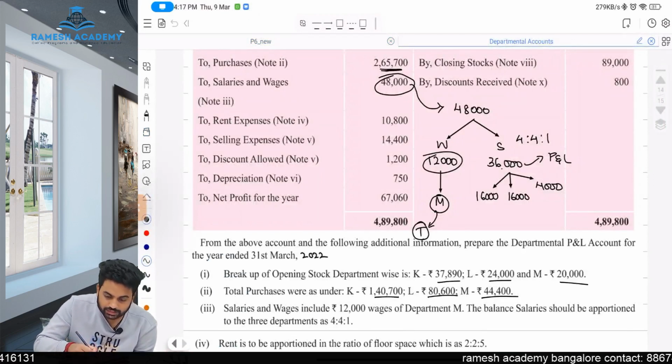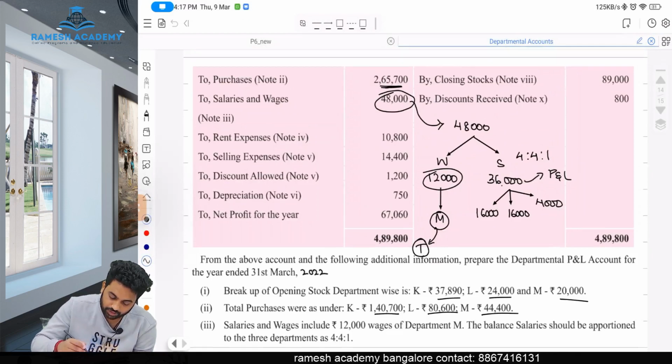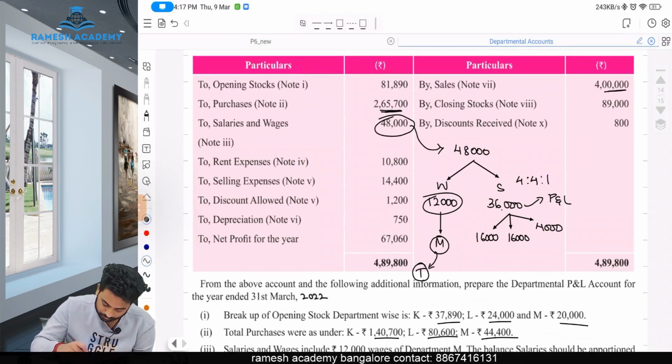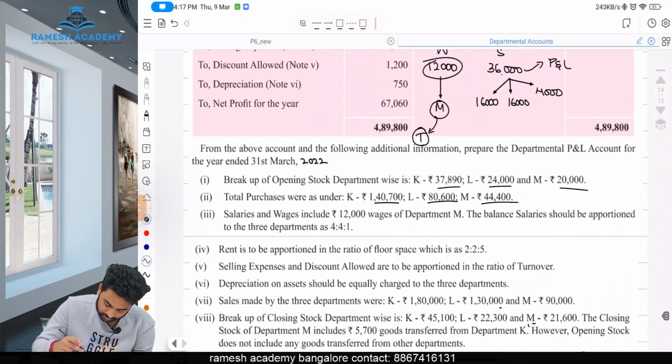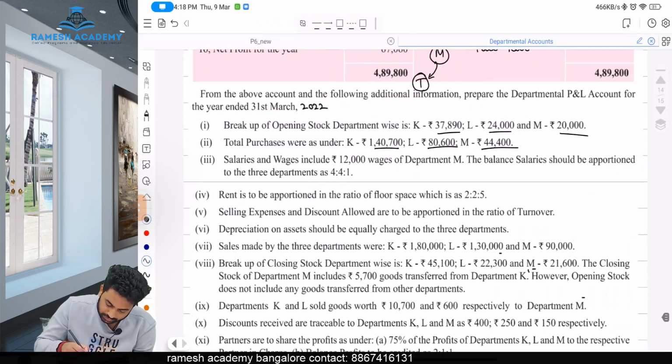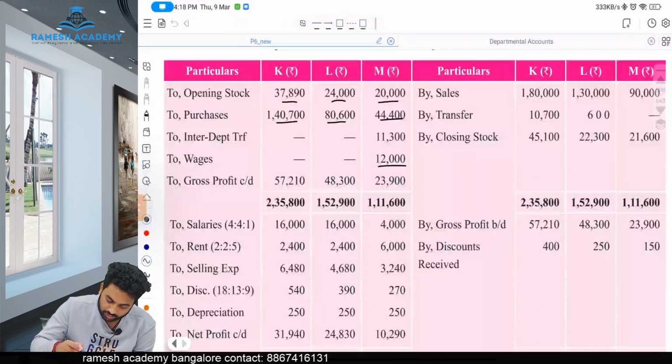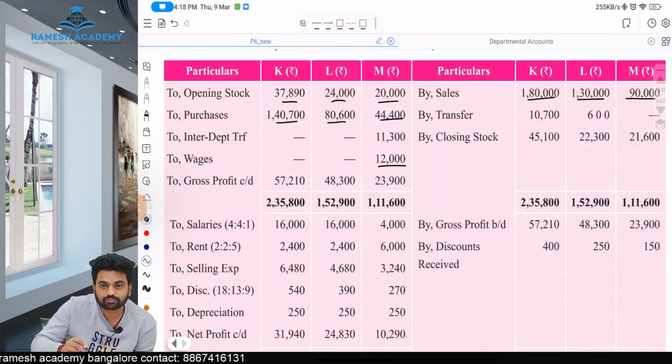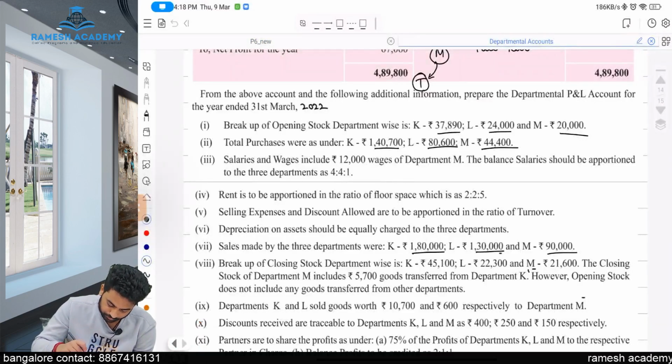Next, rent and expenses are there. Rent and expense, P&L item. Selling expense, P&L item. Discount allowed, P&L item. Depreciation, P&L item. Sales is there, 4 lakh. They have given adjustment here: K 180, L 130, M 90. So purchase and sales: K 180, L 130, M 90. Done. Next, what have they given?